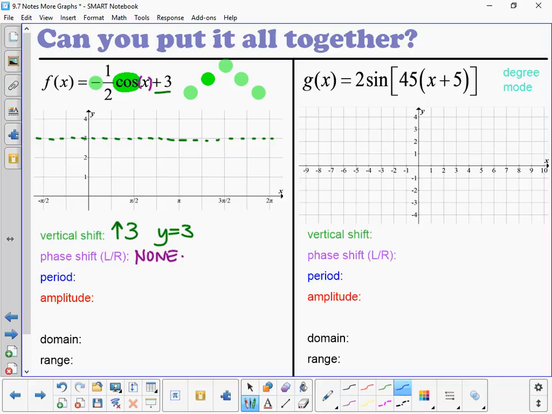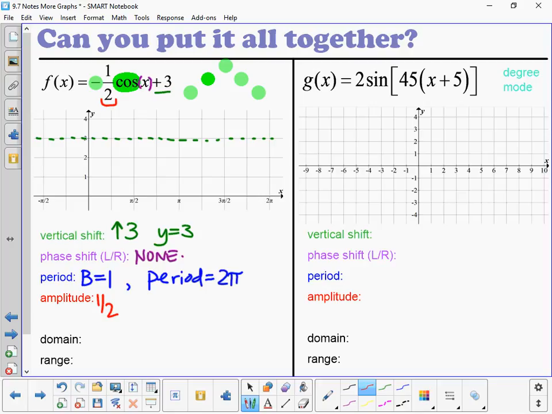The next thing that you want to think about is the period of the function. Well, the period of this function, the b value is just 1, and that means that the period is 2 pi. We don't have any period changes here, so we just have our regular period of 2 pi. And then finally, you want to think about the amplitude, and that is, in this case, 1/2.